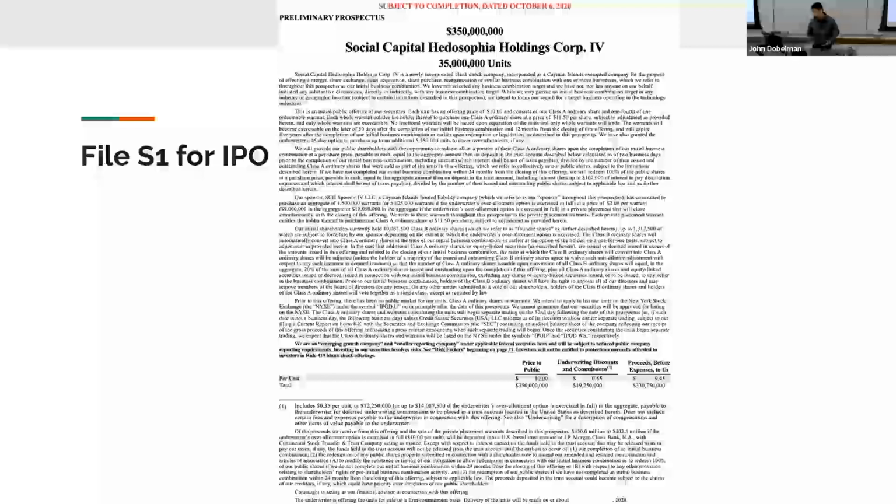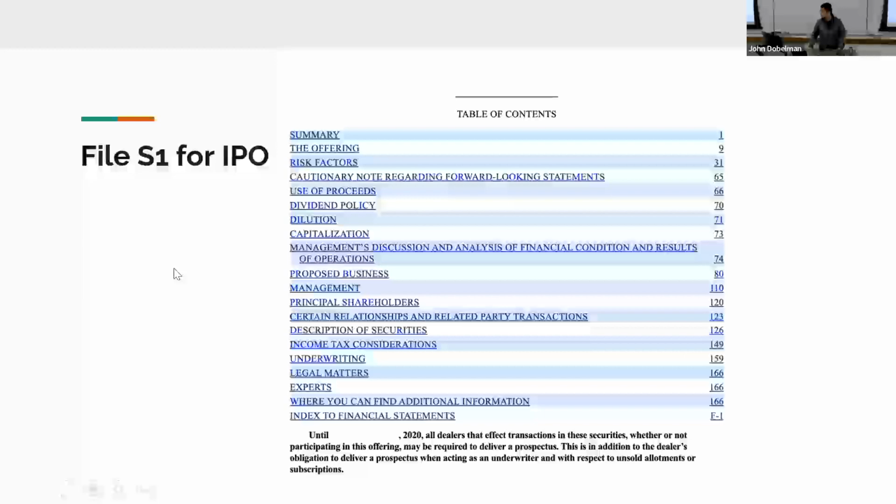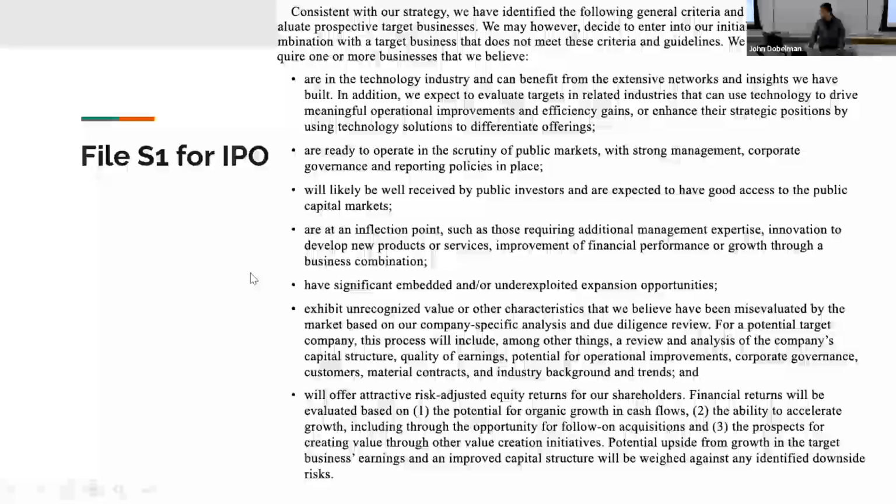That's the money they're going to pay for the underwriter, called risk capital. We can see it. Yeah, that's basically the table content. And here they got a proposed area, which type of company they are looking for. Basically, they state here they are looking for a technology sector company for their SPAC. So you can expect what type of company they're looking for.